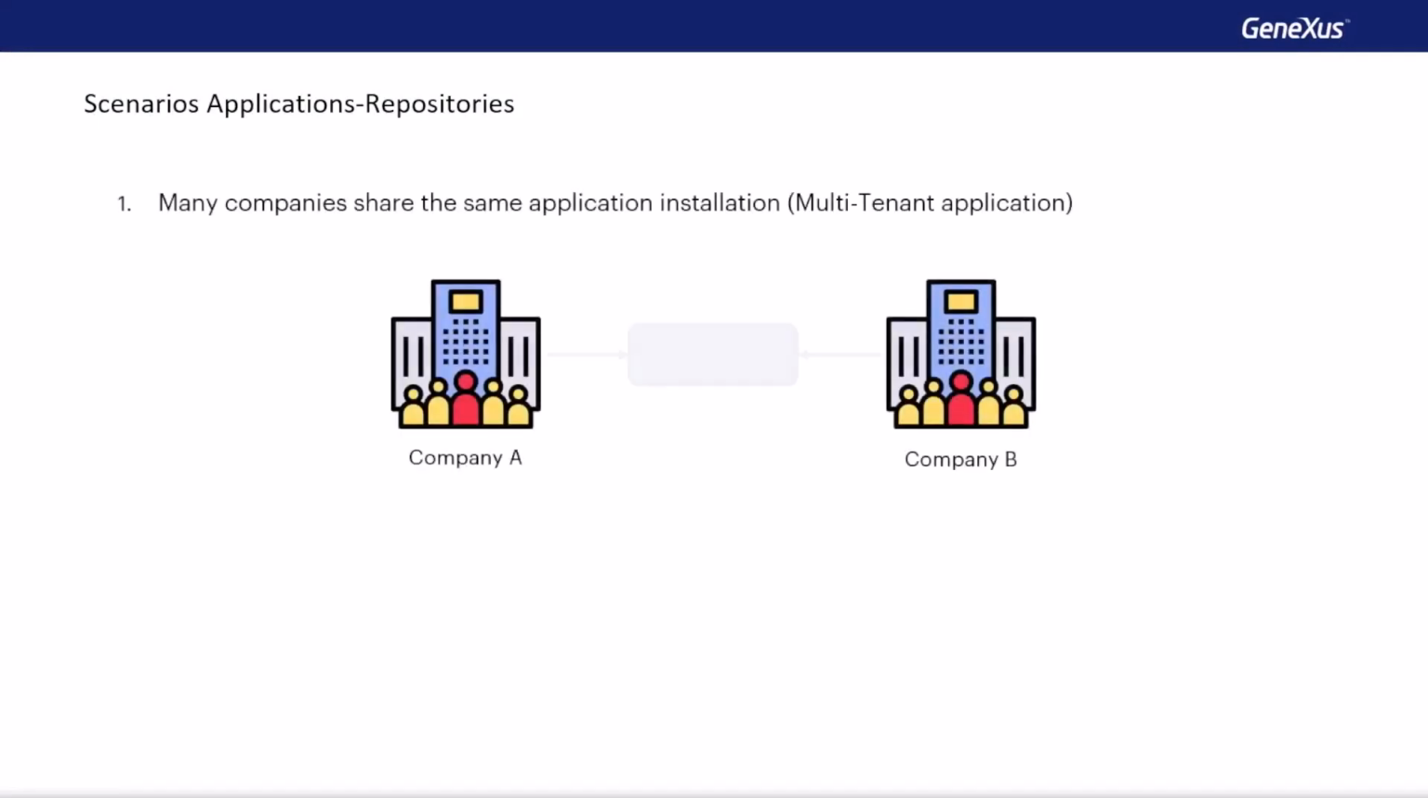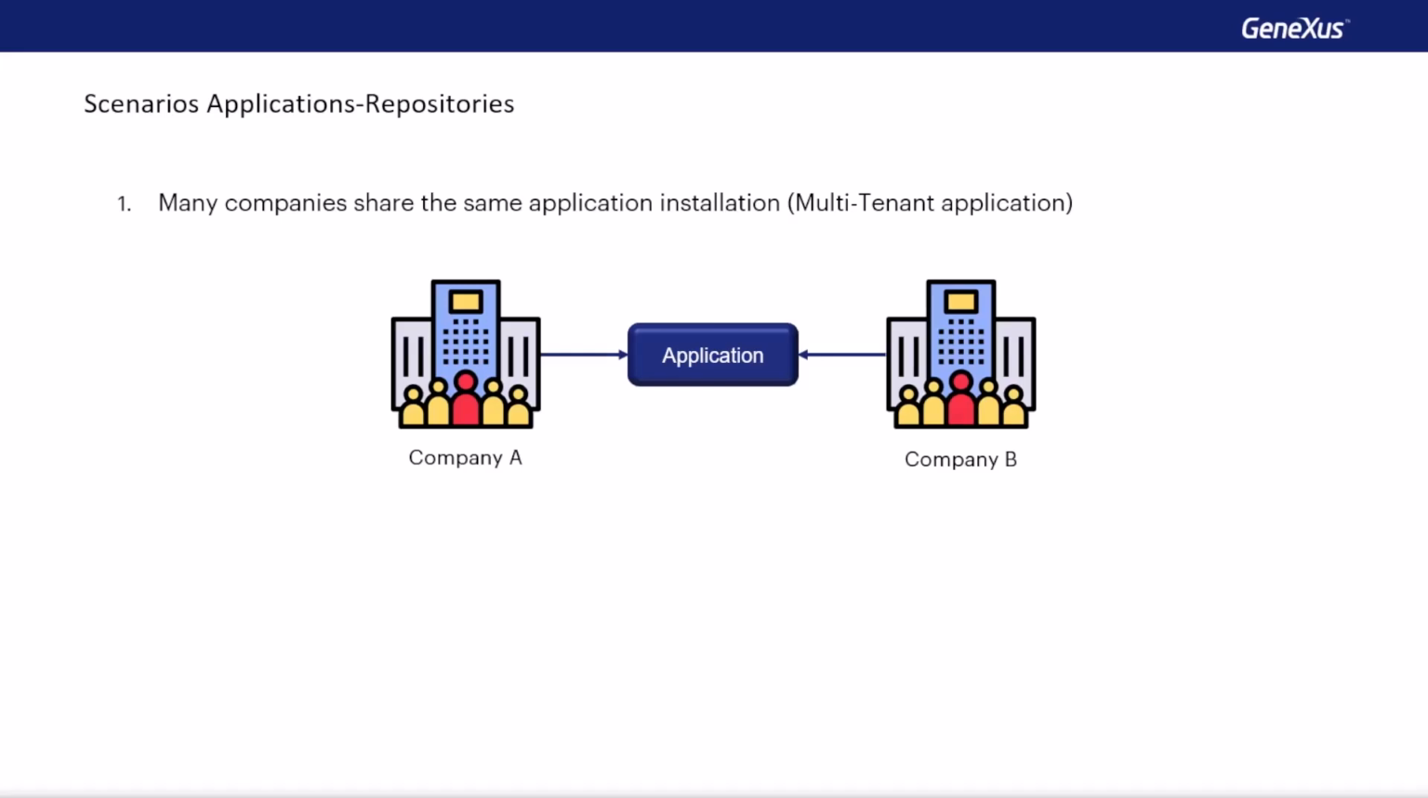Let's consider some examples of scenarios with applications and repositories. The first scenario is composed of many companies sharing the same application installation, defined as multi-tenant application. As we said before, the design of the Gam model allows connecting to multiple repositories to solve many scenarios where a single Gam repository would not be enough. In this case, each repository will have its own administrator users, and the information from one repository will not be accessible from the others. This is the case of a multi-user application where a single instance of the software runs on a server, serving multiple client organizations.